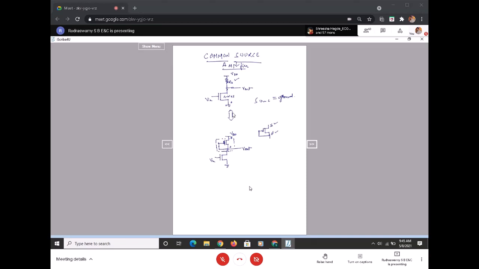Suppose if I say the RD that we have used in figure 1 is kind of 1 kilo ohm RD. Just a minute, I'll just close this and open the new one.